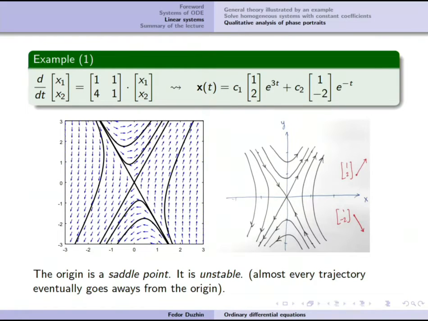In such a case, we say that the origin is a saddle point. So when one eigenvalue is positive and the other eigenvalue is negative, then we say that the origin is a saddle point, and it is unstable because almost every trajectory eventually goes away from the origin.